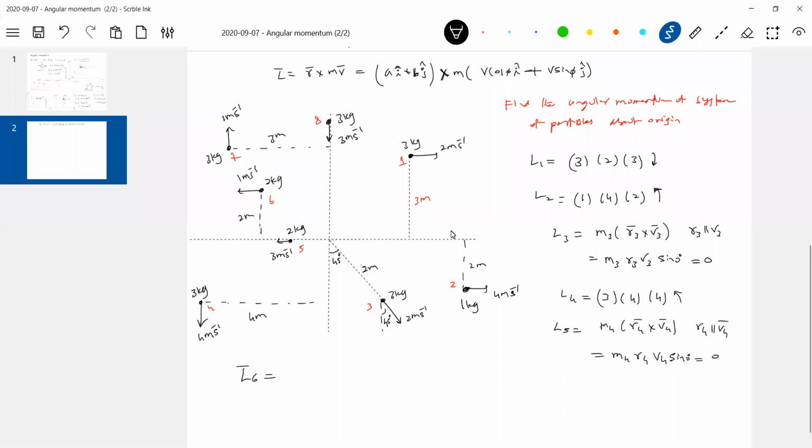L6 bar. For the time being, let me write L6. So L6 should be equal to 2 kg MVR, meter 1 and this is 2. So this will be anti-clockwise. You just assume that the particle is here and it is moving like this. So this is 2 meter. This is R bar, this is V bar. R cross V will come like this. How do you measure angle? Anti-clockwise.